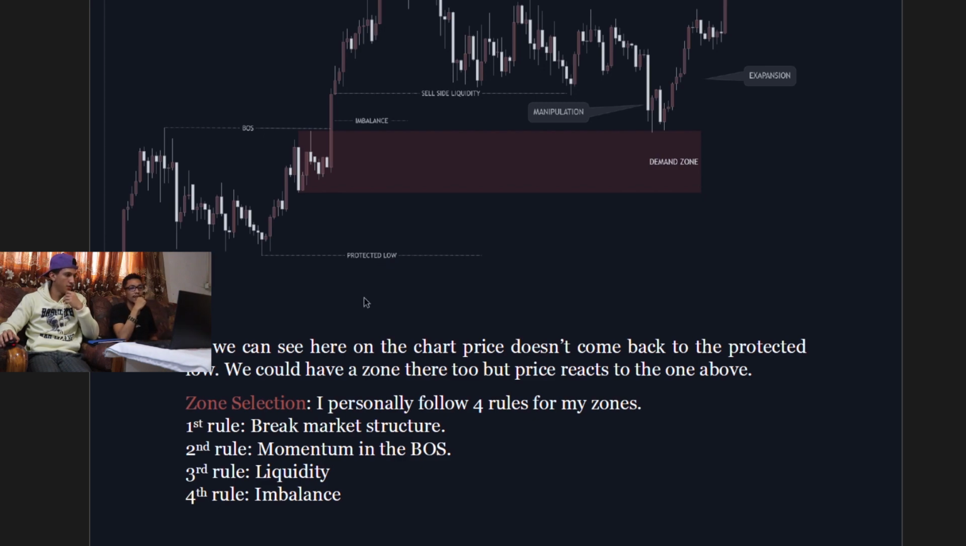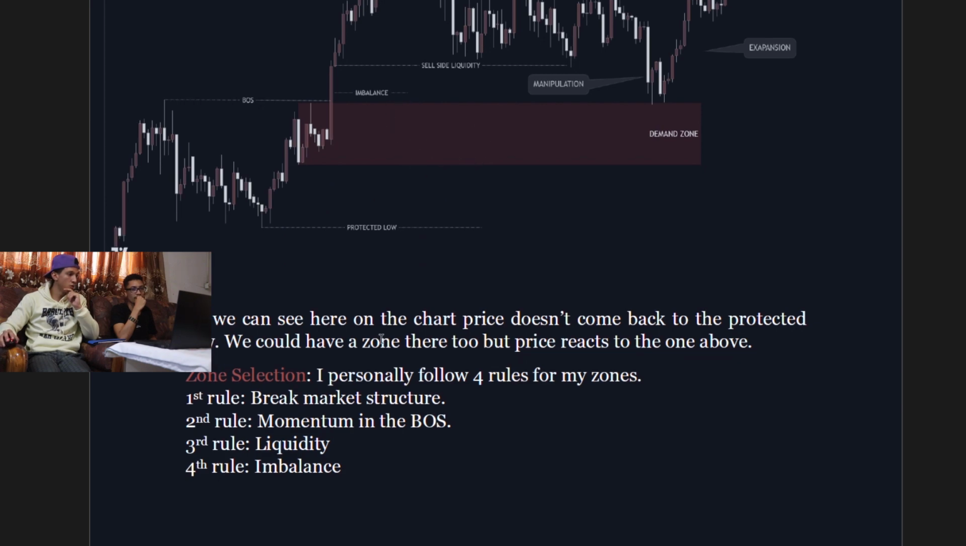A gap basically. Okay, so as we can see here on the chart, price doesn't come back to the protected low. We could have a zone there. We could have a zone there too, but price reacts to the one above. So basically this could also be a demand zone, like you mentioned, but the one price reacts to is the one above.